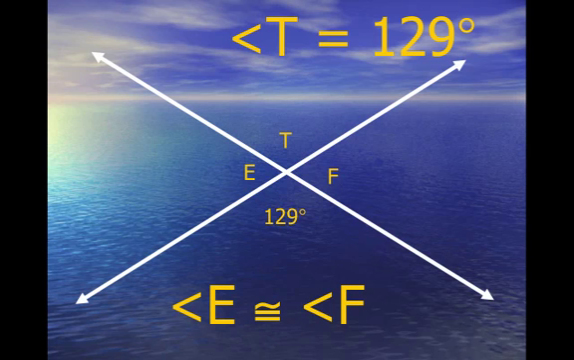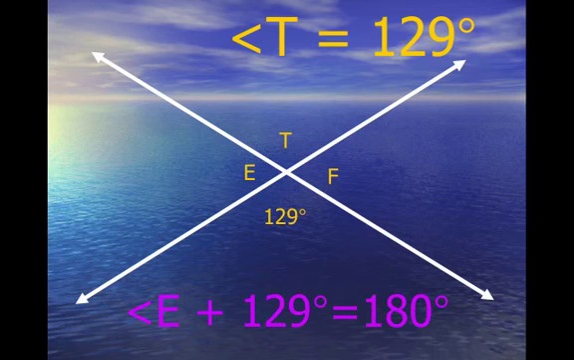Last but not least, the third important thing that I want you to know. Any two angles that are side by side one another when two lines intersect are supplementary. Remember what that means. They add up to be 180 degrees. So any two angles side by side add up to be 180. That means if I take angle E plus angle T, that equals 180 degrees. If I take angle T plus angle F, that's 180 degrees. If I take angle F and 129 degrees, that is 180 degrees. And last but not least, if I take angle E and 129 degrees, they add up to be 180.